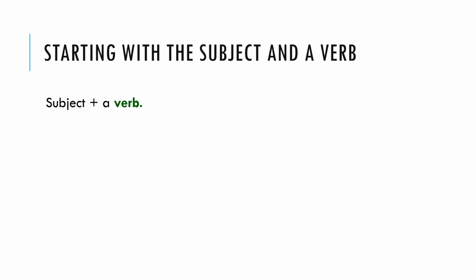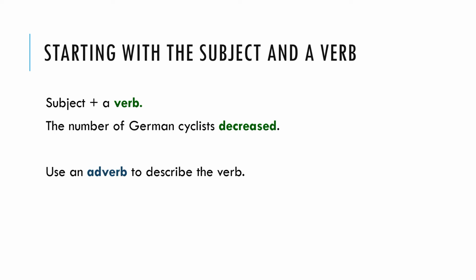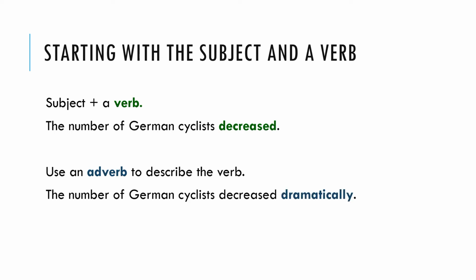We're going to start with the subject and a verb. The number of German cyclists decreased. While this is a good English sentence, it needs work. It needs more information. Use an adverb to describe the verb. The number of German cyclists decreased dramatically.